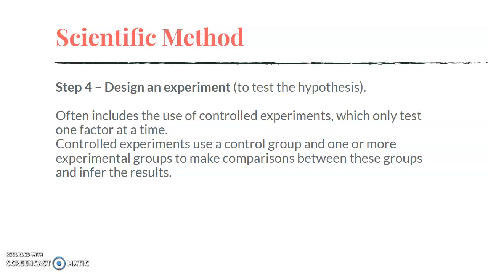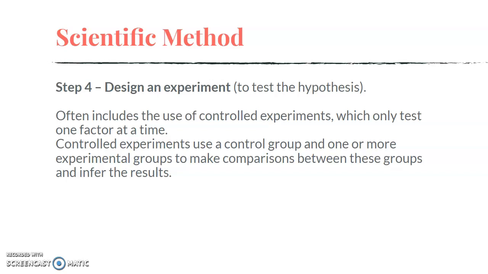So for example, I could test how long I need to put my bread in the toaster for it to become toast, or I could test: does using a toaster for 1 minute give me toast, or does pan frying for 1 minute give me toast? These are two different things which I can test. But in a controlled experiment, I only test one of these.